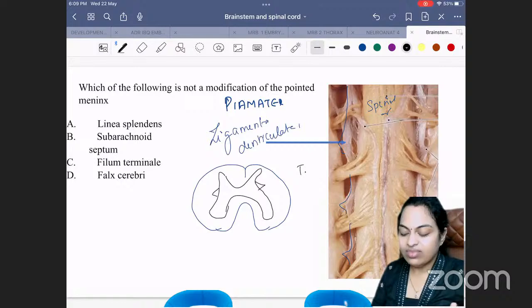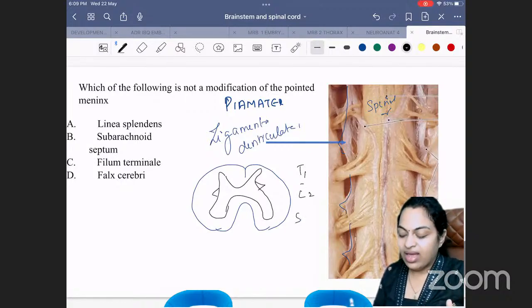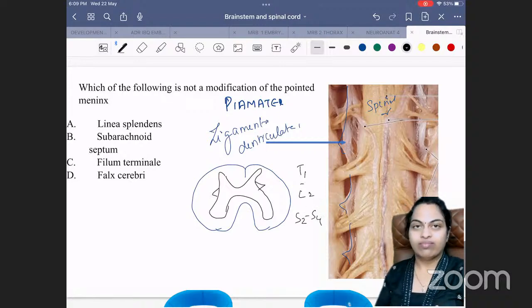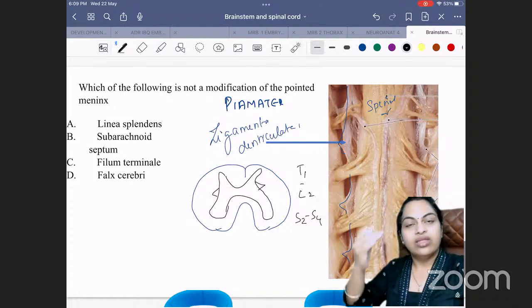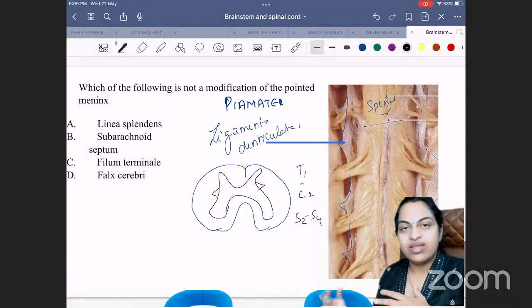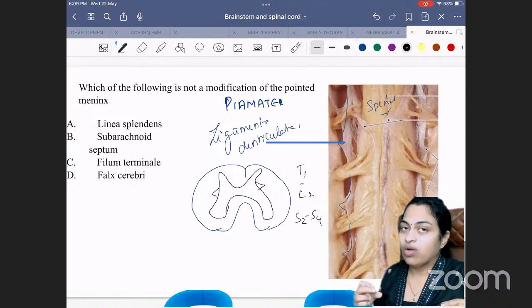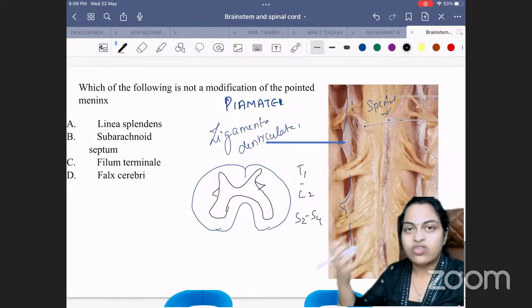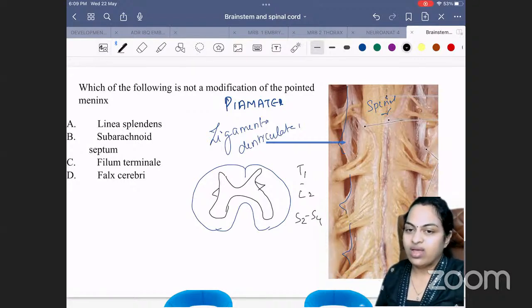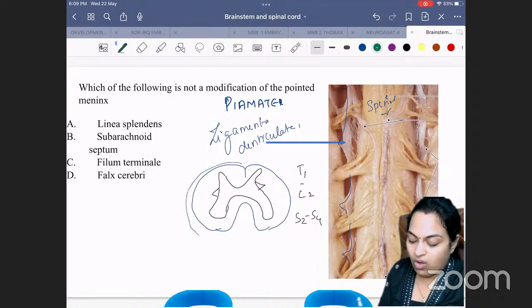In the thoracic region, thoracolumbar, and over S2 to S4. They have the neurons for the autonomic nervous system. In the thoracolumbar region, it's for the sympathetic, and S2, S3, S4 will have the parasympathetic, the lateral horn in the spinal cord. Now, the dorsal horn is sensory and the anterior gray horn is motor. Now, this pia mater, which is going to cover the spinal cord, is going to have some modifications.